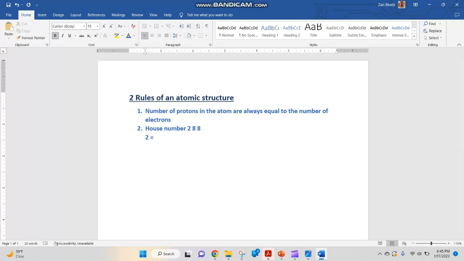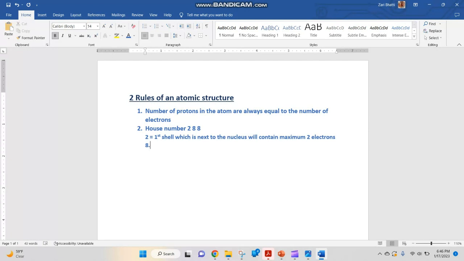The first two means that the first shell, which is next to the nucleus in the atom, will contain maximum 2 electrons. This means that it can have 1 electron, but it cannot have more than 2. It can have 1, it can have 2, but not 3 or 4. So the first shell, which is right next to the nucleus, will have 2 electrons maximum.